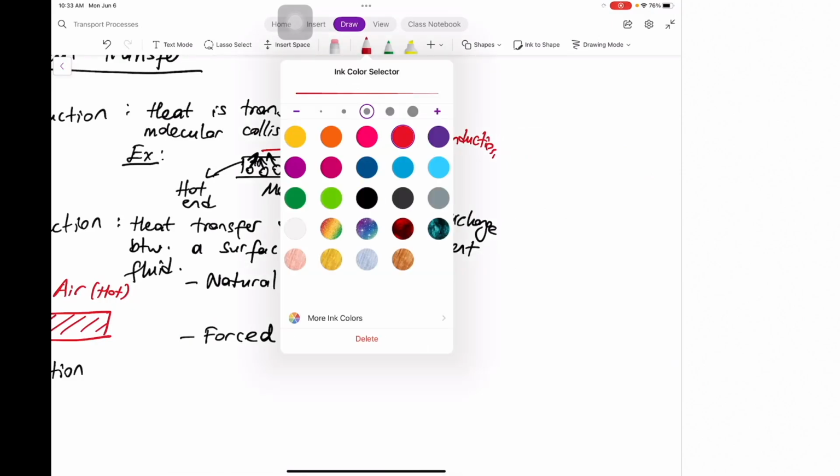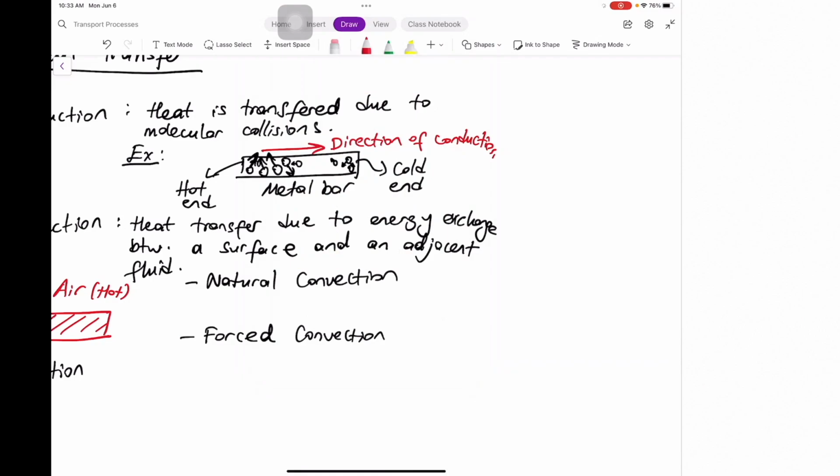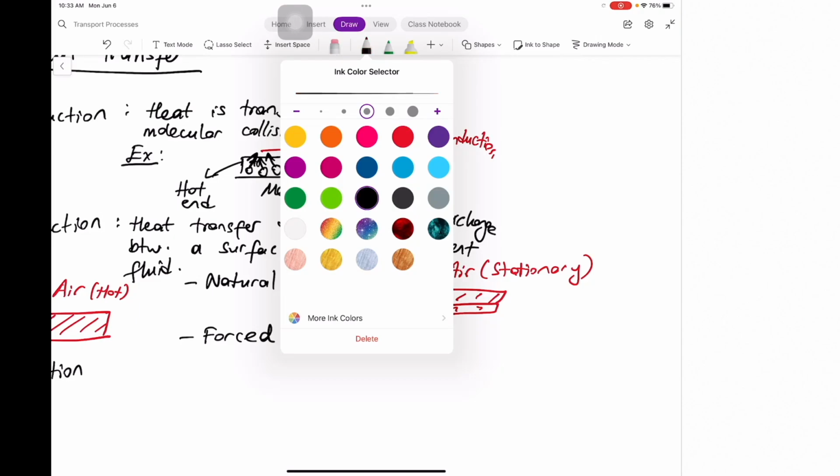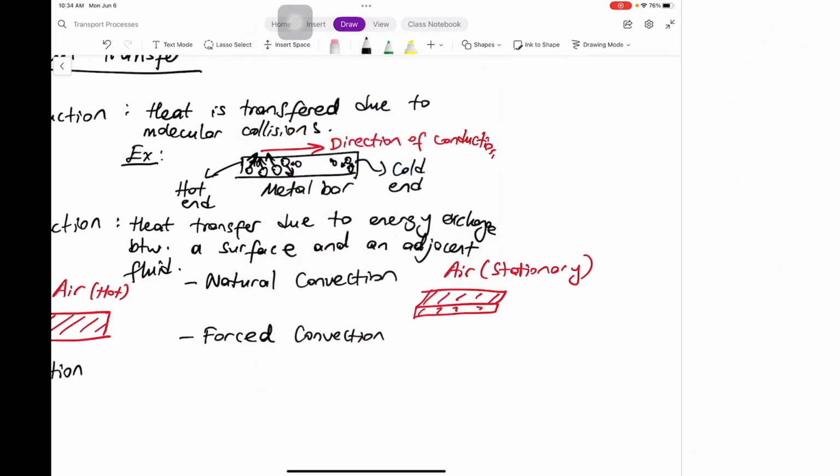again, let's give this air and table example. In natural convection, you have this solid object, or maybe a table. You have this air, but the air is stationary, not moving, and the heat is being transferred from one to the other, either from the table to the air or from the air to the table, whatever. Heat is transferred.